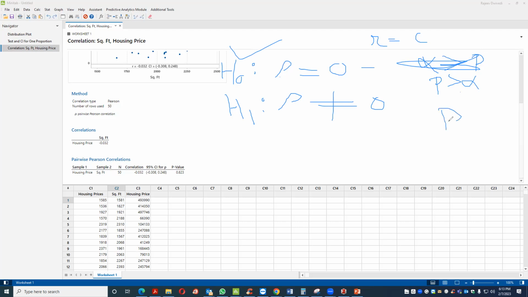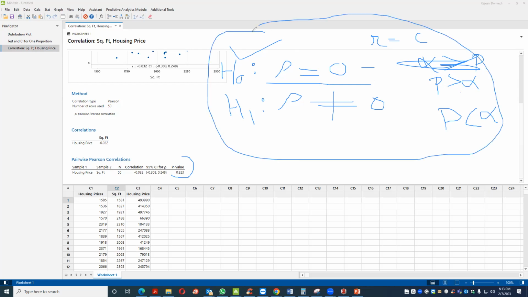So for the correlation between housing price and square feet, what can we say? The p-value is 82%, alpha is only 5%. What can we say? Rho equals 0, there is no relationship between housing prices and square feet based on the data. If there's no relationship, there's no point of doing correlation. However, we are just doing it for the sake of crunching the numbers. So this is the first hypothesis. You have to check the relationship in terms of correlation.